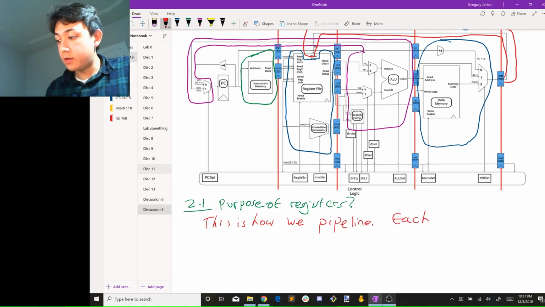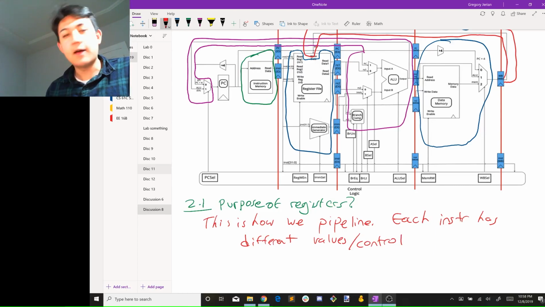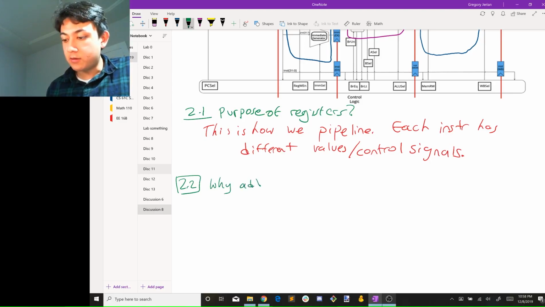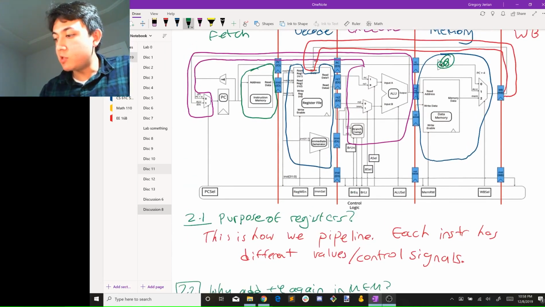Each instruction has different values and also control signals. You can't forget control signals. I mean, how could anybody forget after Project 3? Okay. 2.2 says, why do we add +4 again to the PC in the memory stage? So that's what I was looking at earlier. Right here in the memory stage, we add PC +4 again in order to have PC +4 in the mux.